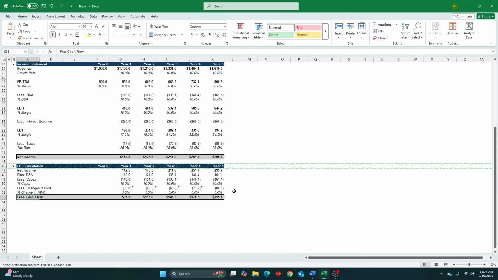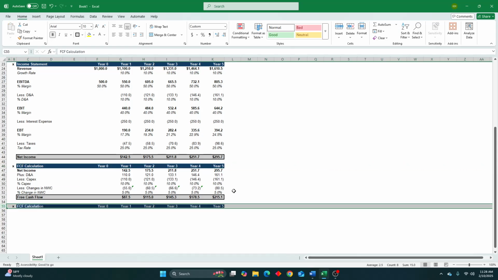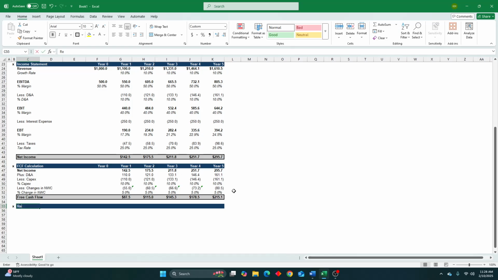So now that we have our free cash flow calculated, we can move on to our returns calculations, our returns analysis. So we'll start with our year 5 EBITDA, our exit year. Then we'll multiply that by our exit multiple. That'll get us our TEV at close, which is essentially our sell price, what we're going to be able to sell this company for. We'll put in some formatting.